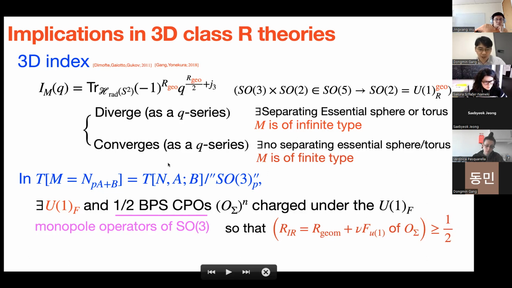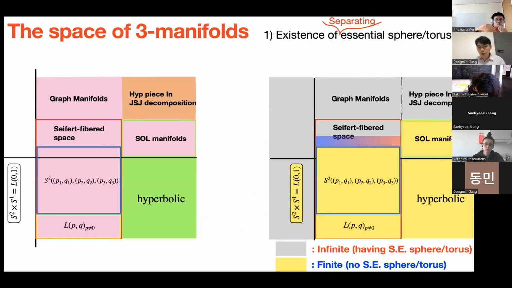And the only way to get this half-BPS operator after gauging is that it should come from a monopole operator in the gauging procedure. So we expect that this half-BPS chiral primary operator corresponds to a monopole operator of the SO(3) flavor gauge symmetry. So for this class of 3-manifolds of infinite type, we expect that there are half-BPS monopole operators associated with these SO(3) gauging procedures. And so we call these the infinite type and the finite type.